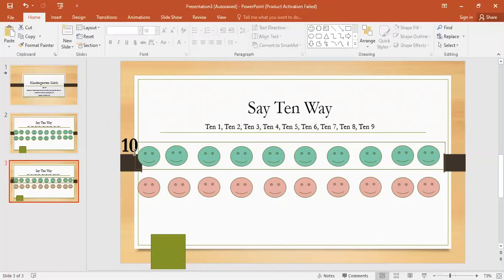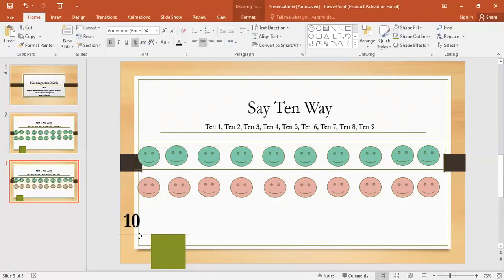Okay, so I know I have my row of 10 here, so we know we already have 10 smiley faces. All right, go ahead and count with me the say 10 way all the way to 20. All right, so 10, 1, 10, 2, 10, 3, 10, 4, 10, 5, 10, 6, 10, 7, 10, 8, 10, 9. Number 2, 10, because I have 2 rows of 10.